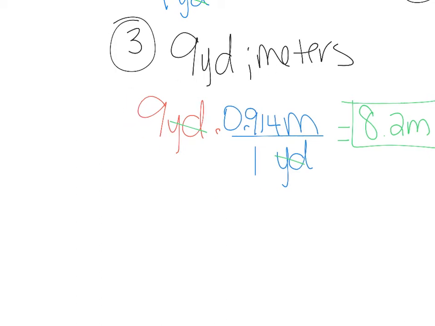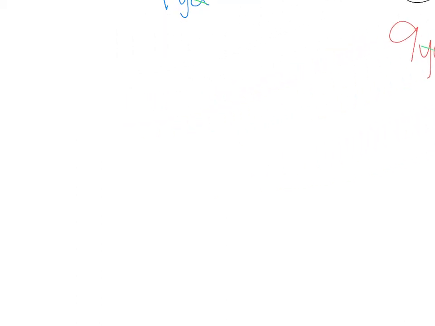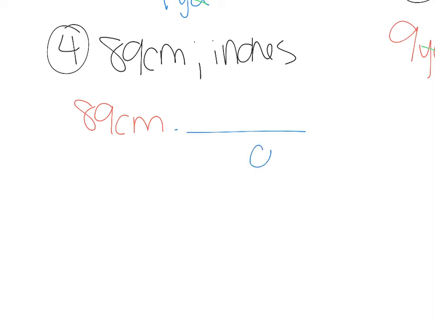Okay, let's do one more of these. Alright, so this one we are going to do number 4, 89 centimeters, and we're going to convert to inches. So like the last one, write down your 89 centimeters. Think about what your units are going to look like in your conversion factor. The centimeters has to go in the denominator. That way they can cancel out. In the numerator, we want to go from centimeters to inches.